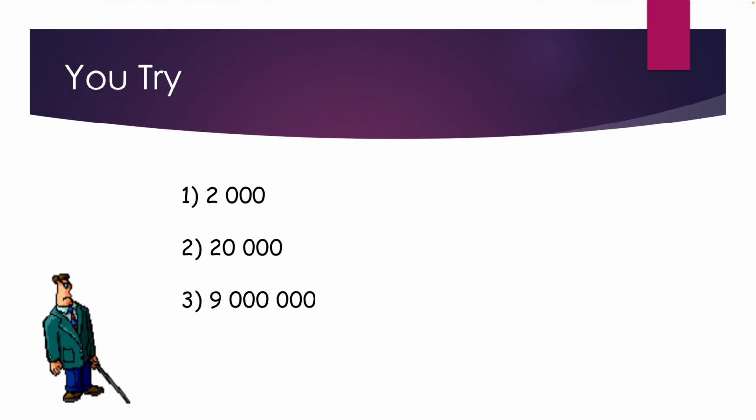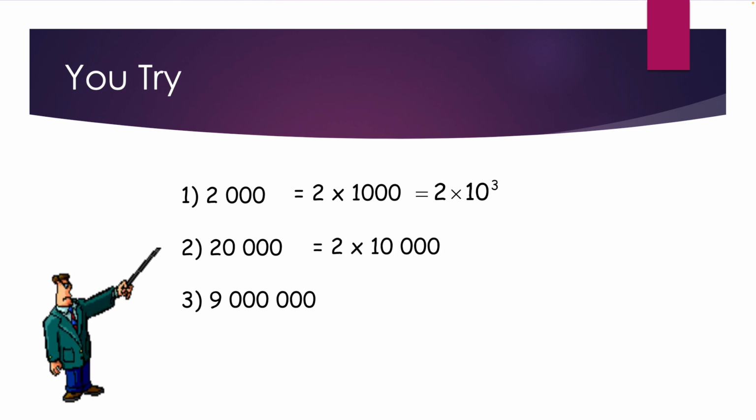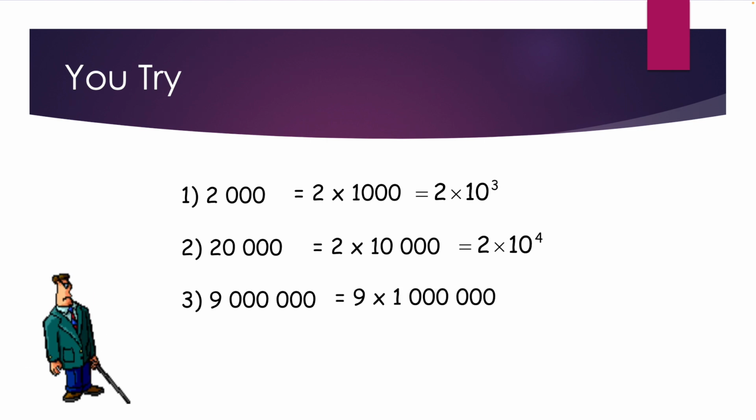So I want you to try. Take these 3 numbers and write them in scientific notation with a power of 10. So pause the video, write it out, and start it up again when you're ready. Okay, so 2,000 we can write as 2 times 1,000, or 2 times 10 to the power of 3. 20,000 we can write as 2 times 10,000, or 2 times 10 to the power of 4. And 9 million we can write as 9 times a million, or 9 times 10 to the power of 6.